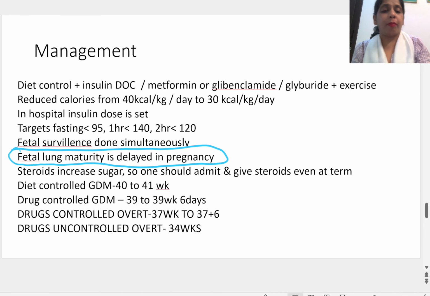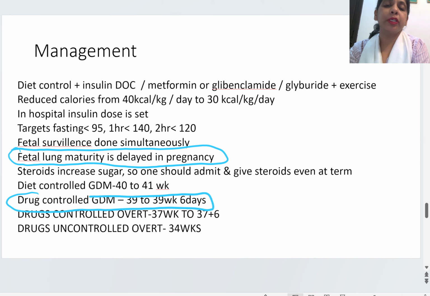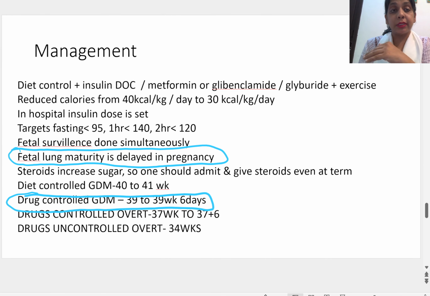It is the most common question asked, when you will deliver the patient whose diabetes is controlled, because this is the most common category of patient we get in clinical practice, that the patient is gestational diabetes mellitus. Overt diabetes mellitus is seen very less often. So if the patient is gestational diabetes mellitus and it is drug controlled diabetes, on insulin the glucose is controlled, then we will deliver at 39 weeks to 39 weeks 6 days. Okay, and this is very much asked, you will see 2-3 times they have asked this question.